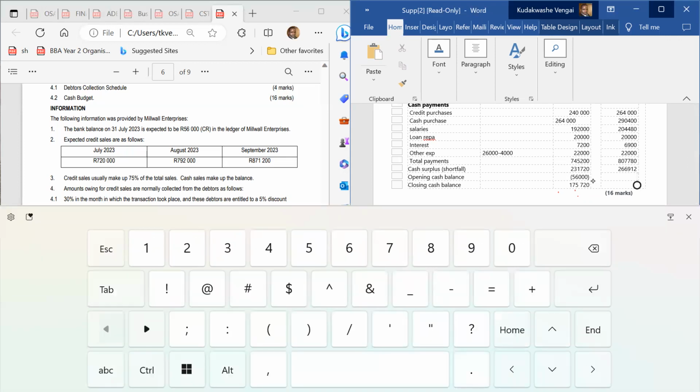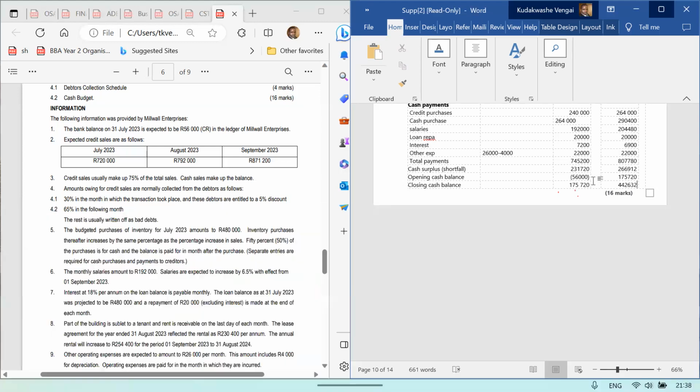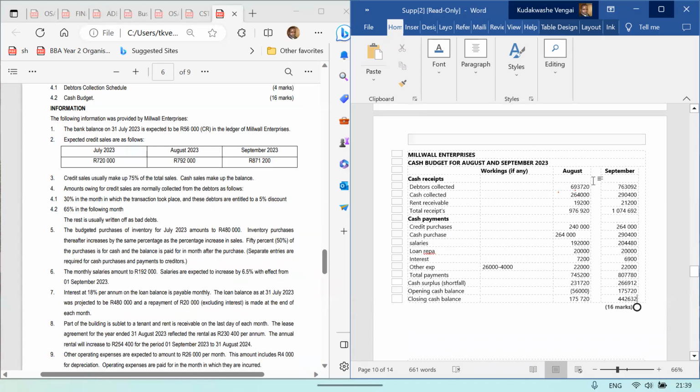And then for September, we put in our figures. The opening balance is just the balance from the last month, which is 175,720, right? And then we add our surplus for the month, 266,912. And then we get 442,632. So then we are done with our cash budget questions. Are there any questions on the cash budget?